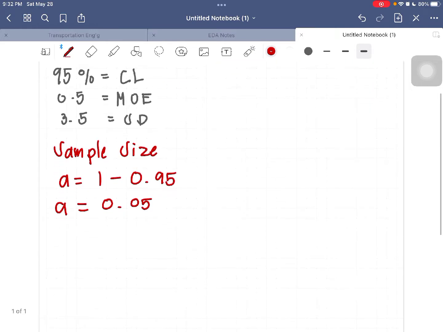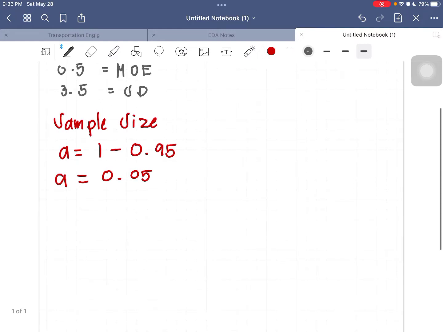Ngayon na meron na tayong value ng A, ang kukunin naman na nating value ay yung value ng A over 2. So, para magawa iyon, ang kailangan mong gawin ay yung value ng A natin ay i-divide mo lang sa 2. So, A over 2. So, ang A natin ay 0.05. I-divide mo lang siya sa 2. At kapag na-divide mo siya, ang kalalabasan niya ay 0.475.